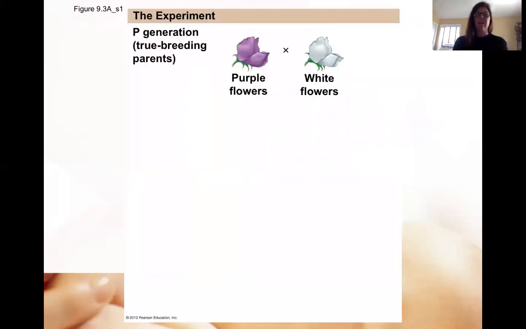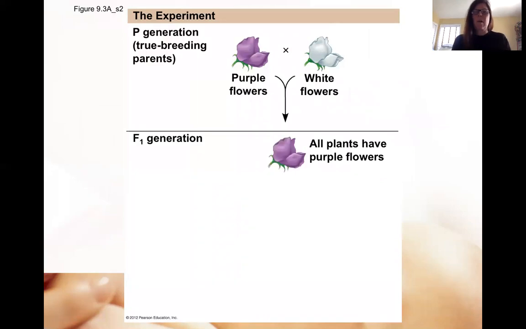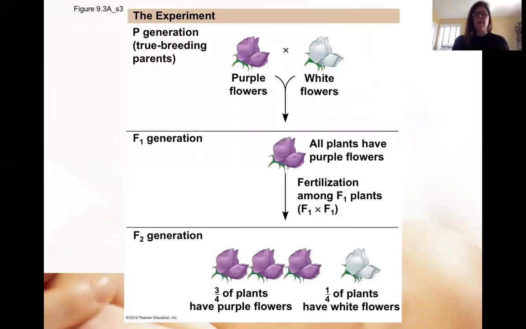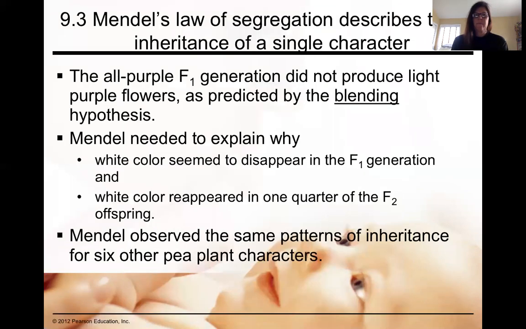So here we took, like I already talked about, the purple versus the white. All the F1s were purple, but here, look, the white skipped a generation, and Mendel was able to explain why this happened. So our F1s are all purple. We self-pollinate the hybrids with each other, and we end up getting 3 purples and 1 white. So these are our ratios, a 3-to-1 ratio.